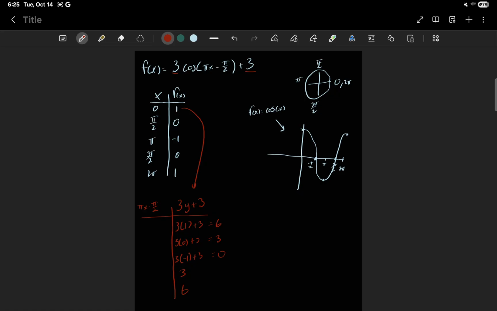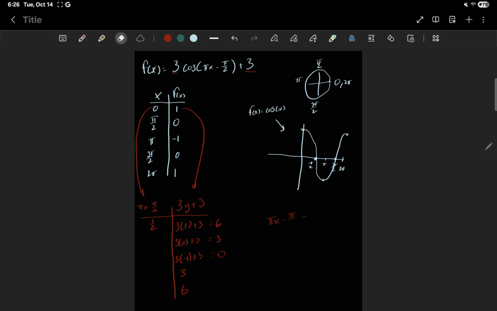Okay, now for our x values, the more complicated one, you take whatever you have on the inside of the parentheses, and then you set it equal to your old x value. So now I'm setting that equal to this guy. Now we just have to solve for x. So you add pi over 2 to both sides. You get pi x. Then you divide by pi. X will be equal to 1/2. So our new x value is 1/2.